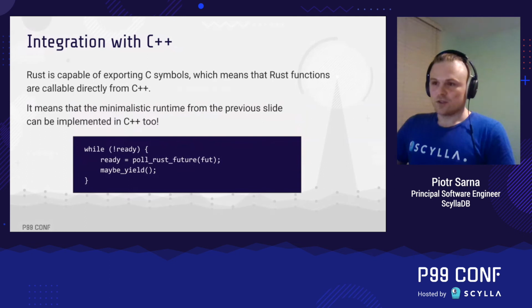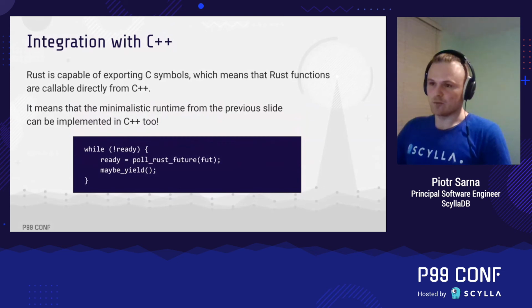With that knowledge, we can write such a runtime in C++ too. If we just expose a symbol from Rust, which allows us to poll if the future is ready, and also move the computation forward, we're done. And note that with such a simple runtime, we can also safely optionally yield the processor after each step, which makes this minimalistic so-called runtime latency-friendly as well.